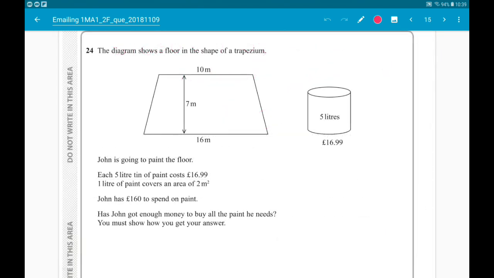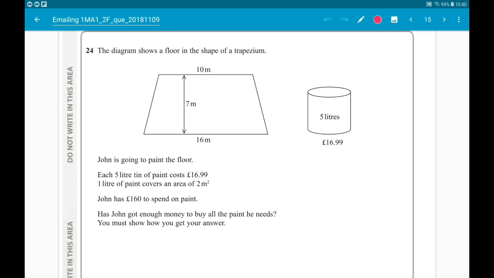Number 24, the diagram shows a floor in the shape of a trapezium. John is going to paint the floor. Each 5 litre tin of paint costs £16.99. 1 litre of paint covers an area of 2 metres squared.